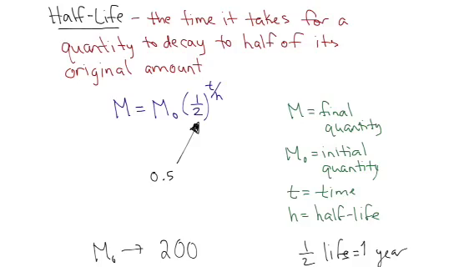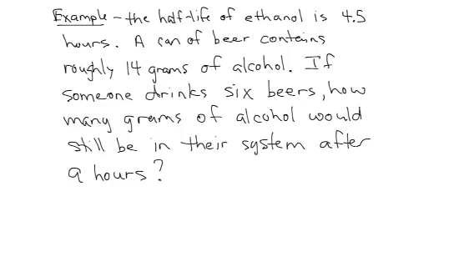It's called a half-life. We can use this formula to find out information. So let's do a couple of examples. They're going to be heavy on the calculator at some point, so you're definitely going to need a calculator with you when you do your work today. So this one says the half-life of ethanol is 4.5 hours. If you don't know what ethanol is, it's the part of the alcohol that gives you the intoxicating effects. So a can of beer contains 14 grams of this ethanol in the alcohol. So if someone drinks 6 beers, how many grams of alcohol would still be in their system after 9 hours?